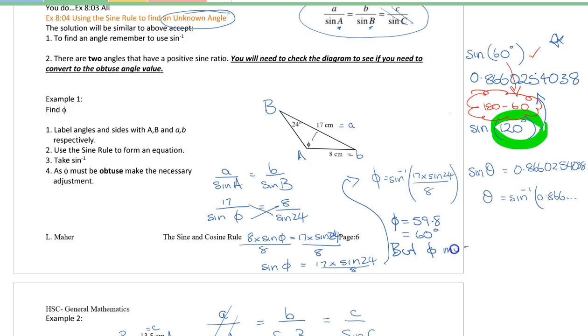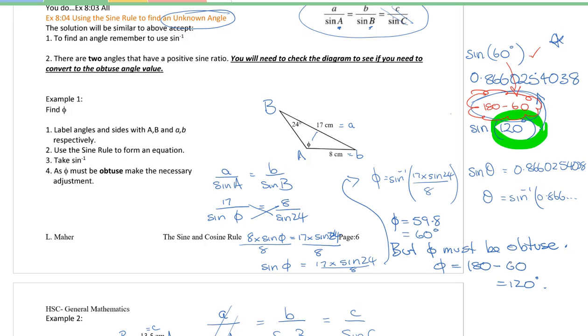this must be obtuse, and so you use this rule. Theta is 180 minus your 60, which is 120. Now that's just coincidence that it was 60 and 120. It won't always be 60 degrees. You'll just have to play that by ear, see what it turns out to be.